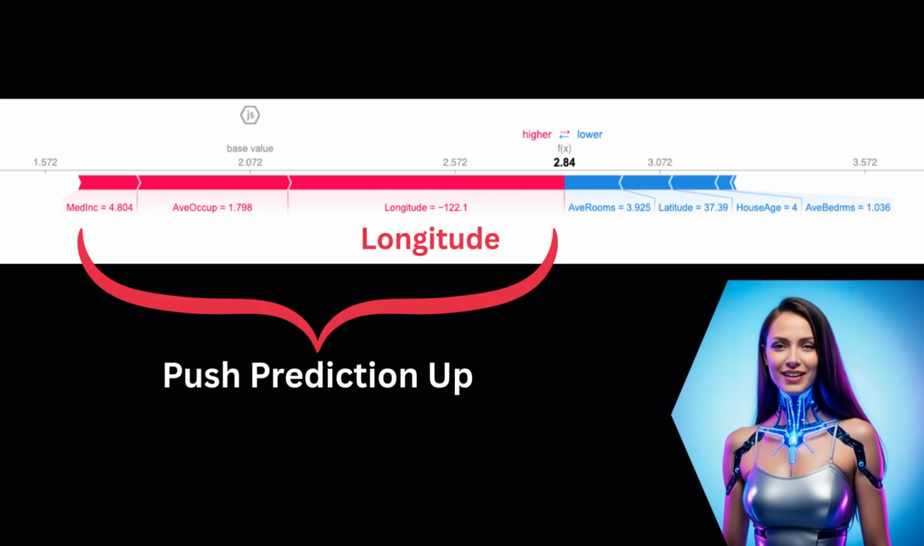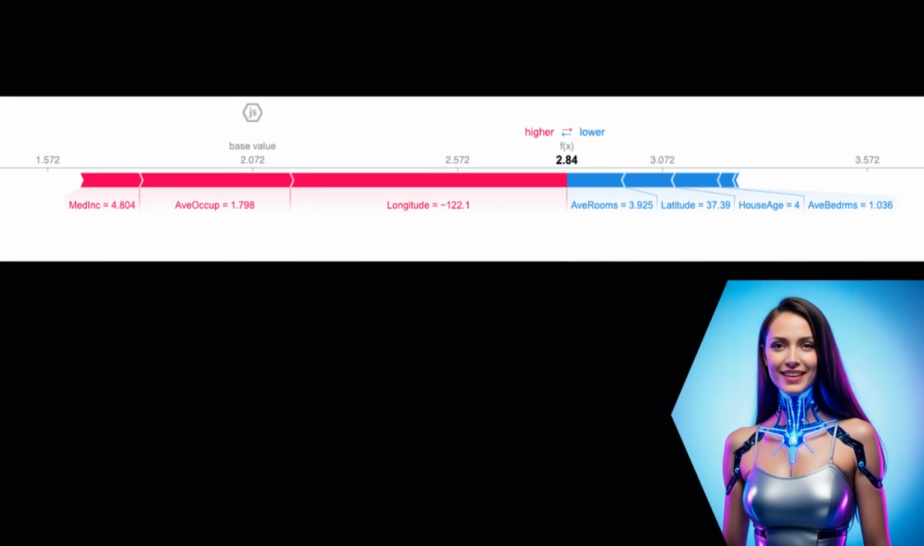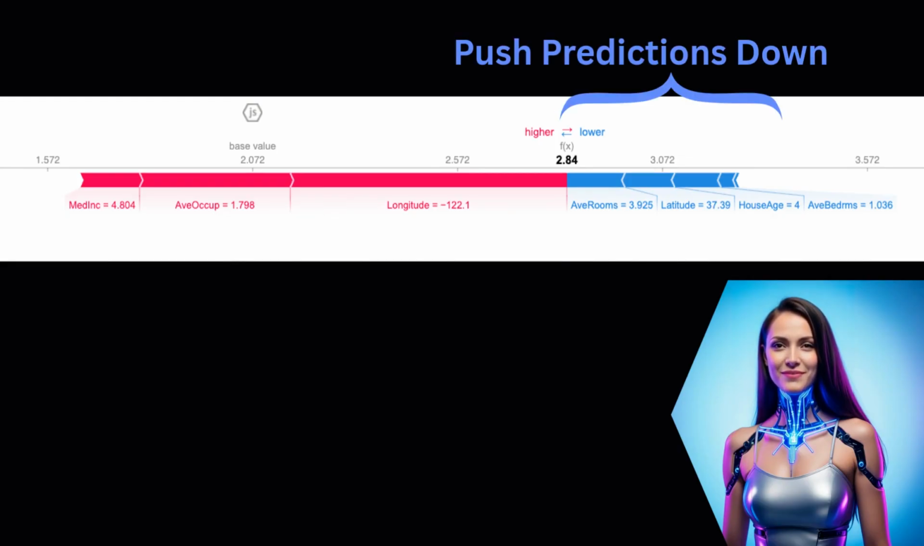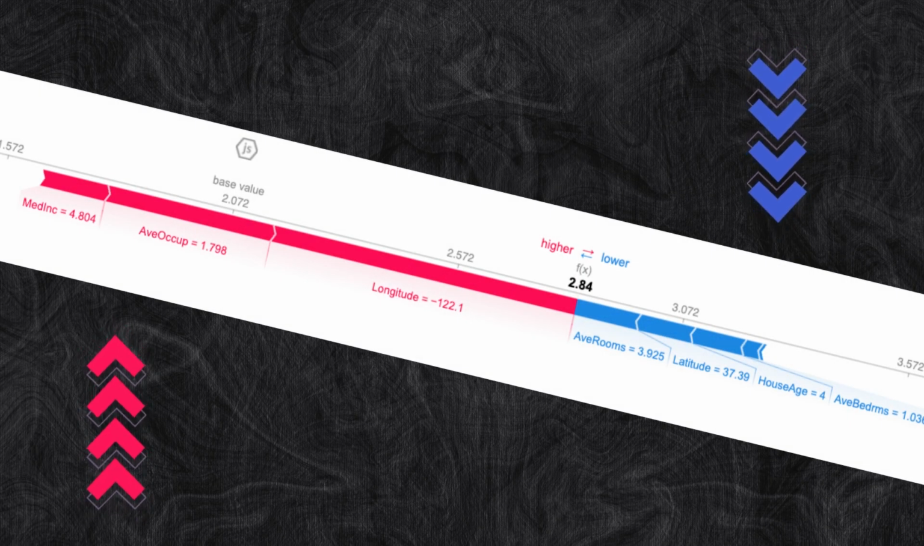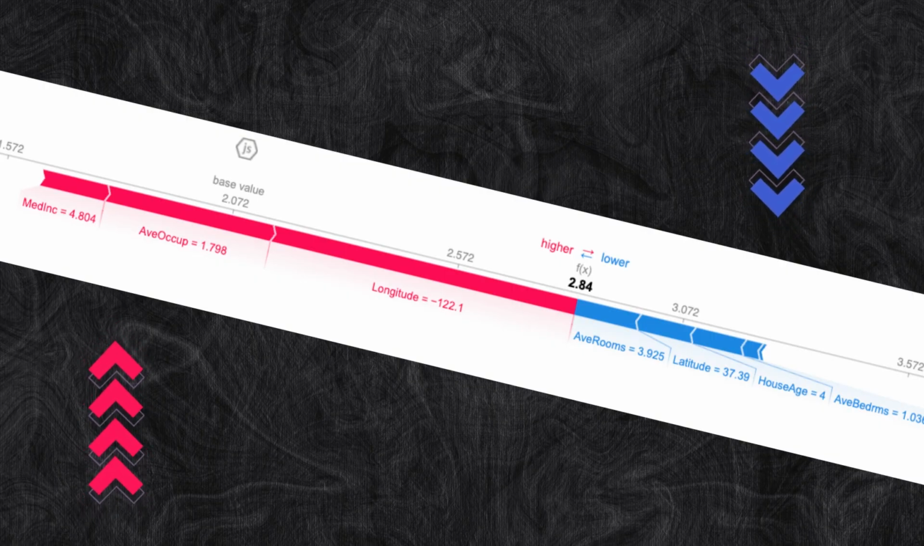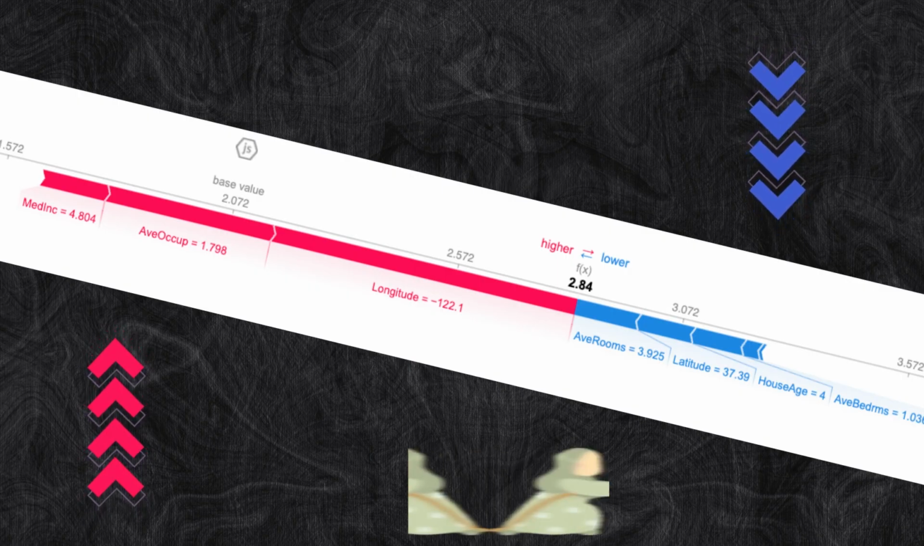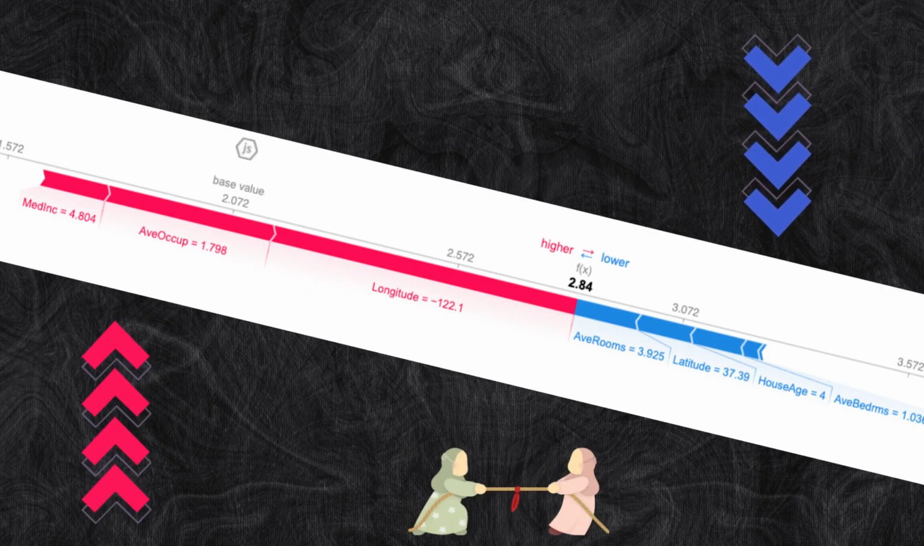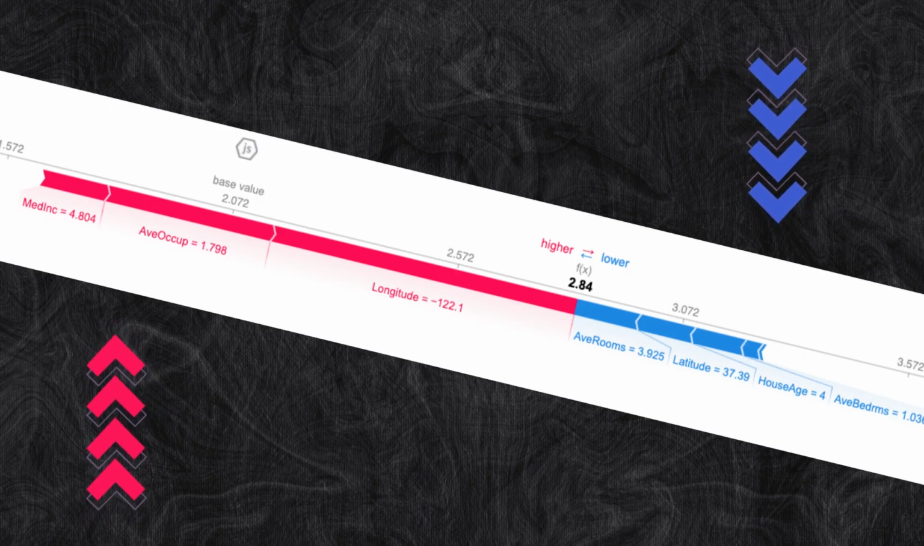usually boosts value. Features in blue, like latitude and average rooms, are pulling the prediction down. Latitude, a location-based feature, does have a negative impact. It's not the strongest. That title goes to average rooms, which has the largest downward influence in this case. All these forces, red features pushing the prediction up and blue features pulling it down, create a kind of tug of war. And the result? Our final prediction lands right where that balance settles.